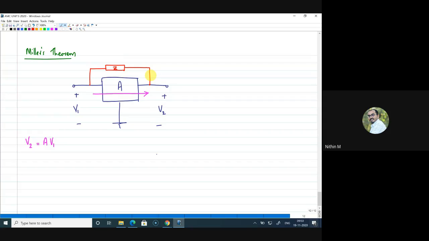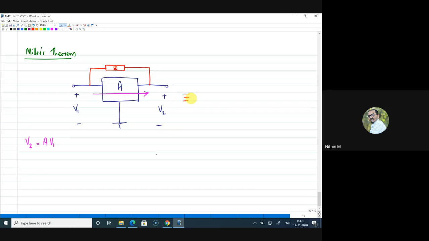Since this impedance is not grounded, or since the impedance is connected between input and output, I want to get the equivalent of this impedance so that I can break it into an input side and an output side. Miller's theorem explains how you can get an equivalent of this impedance sitting in the feed-through path, and how to obtain the equivalent of this impedance on the input side as well as the output side. So let me explain this first. It may take a bit of time for you to understand.